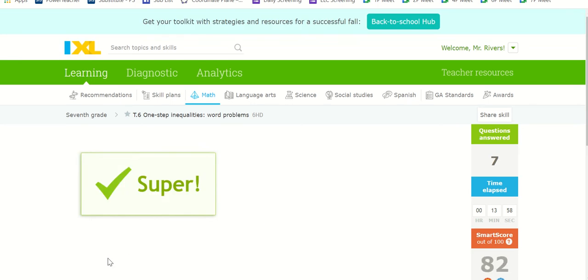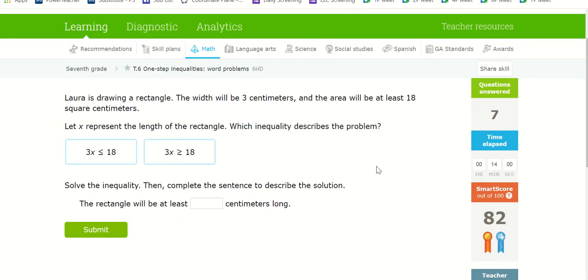There we go. I'm up to 82. I want to get up above 90 so we can see how difficult they get. Laura is drawing a rectangle. The width will be 3 centimeters and the area will be at least 18. There's that phrase "at least" again.